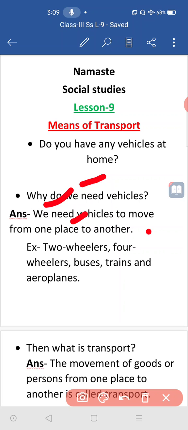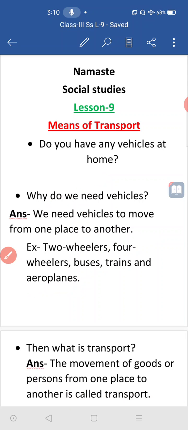And examples for vehicles are two-wheelers. It means bike, cycle, they are all two-wheelers. There will be two wheels for them. Four-wheelers like car, it has four wheels. Then buses. These are also examples of vehicles. Trains and aeroplanes are also types of vehicles. So these are all the different vehicles we use to move from one place to another place.